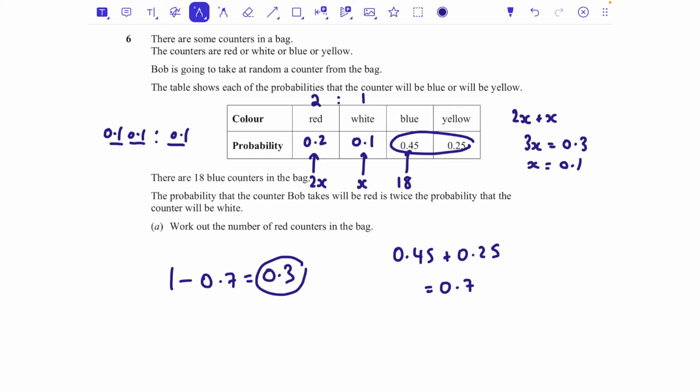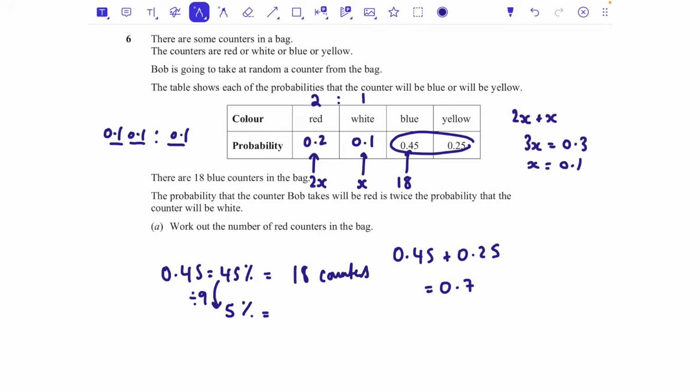Great. We need to work out the number of red counters in the bag. Now, at the minute, I know that 0.45, which is 45%, equals 18 counters. So I know that that is worth 18. So if I got 5%, for example, that would be dividing by 9. And I'm getting 5% because it's going to be a really helpful amount. I can make 10%, I can make 20%, I can find out these missing values here. So dividing by 9 is 2 counters.